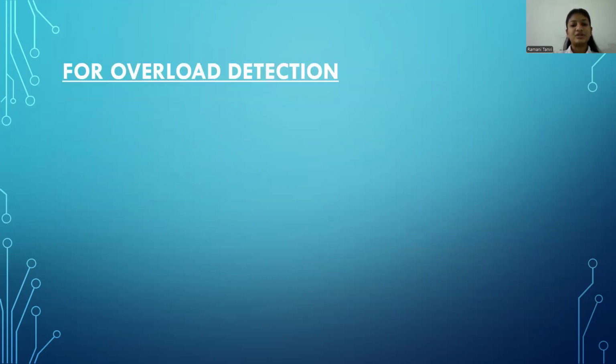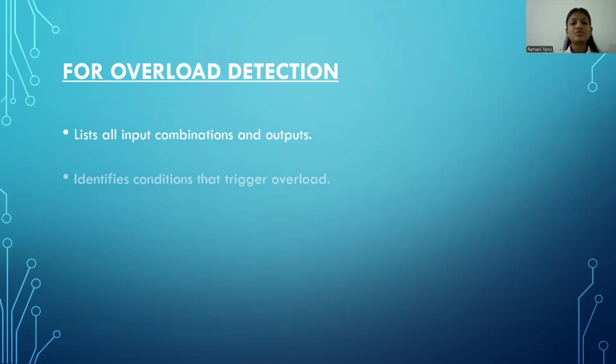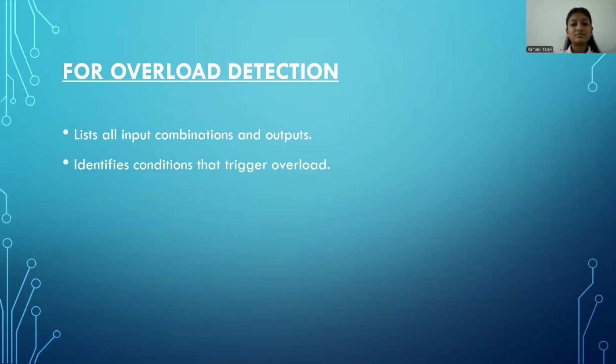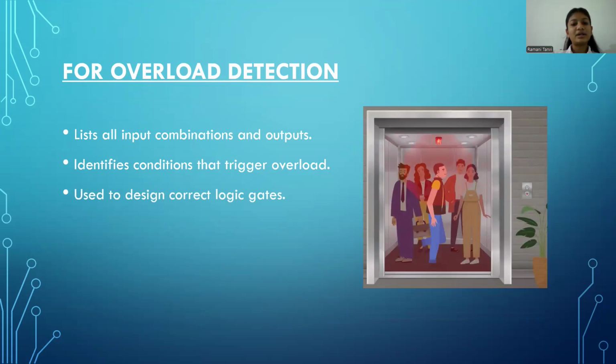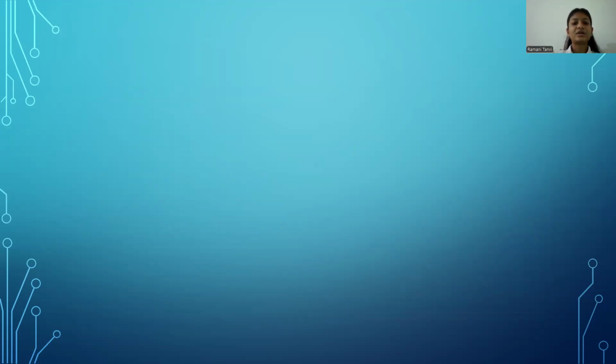For overload detection, okay, in this step, we look at all possible input combinations from the sensors. For example, if 4 sensors detect weight, each gives 1, likely an overload condition. We use the truth table to list these combinations and figure out which ones should trigger the overload signal. This helps us decide how to connect the gates correctly.